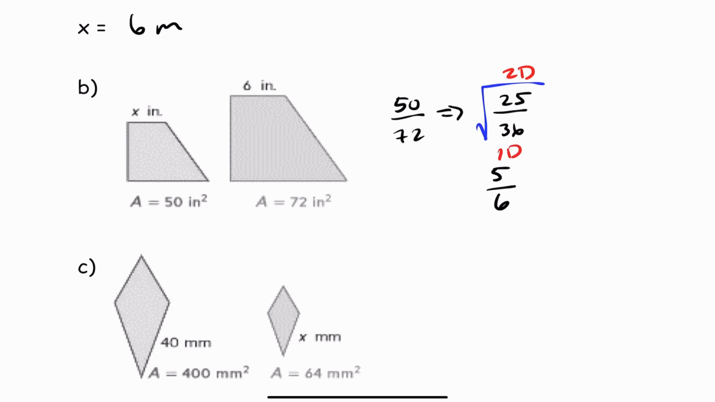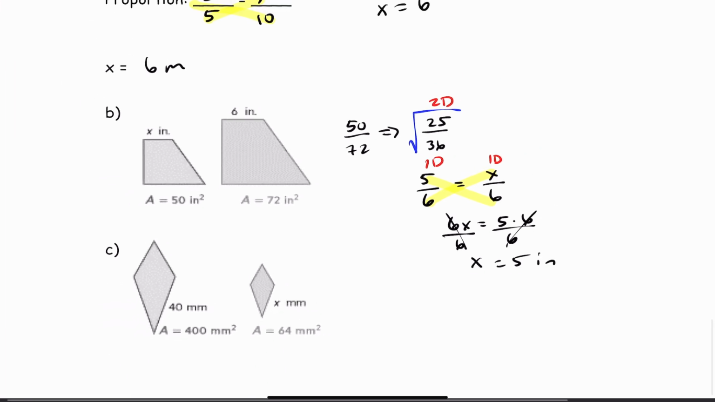5 over 6, that is a one-dimensional ratio. 5 over 6 is equal to x over 6. What type of ratio is x over 6? One-dimensional. Is it safe for me to cross multiply? Yeah, so here we go. 6 times x is 6x, and 5 times 6 is 5 times 6. If I divide both sides by 6, I have x on the left-hand side, and I can cancel the 6's on the right-hand side, so x is equal to 5. So x is equal to 5 what? Inches. Perfect. Any questions about that one?